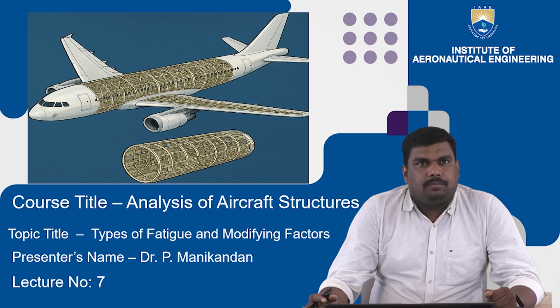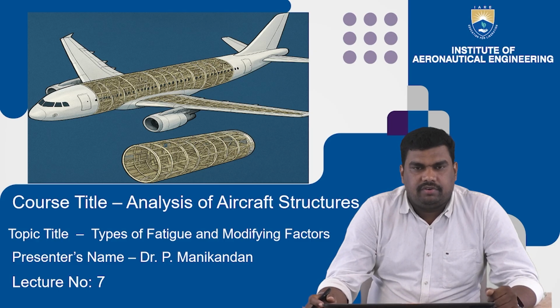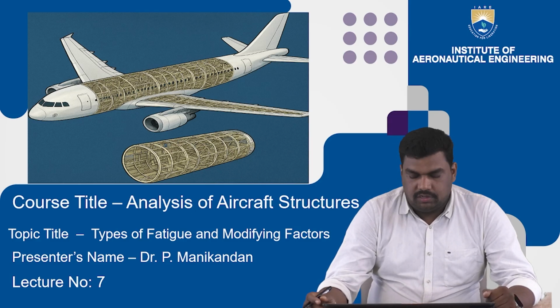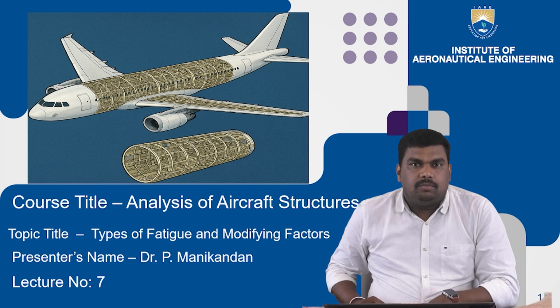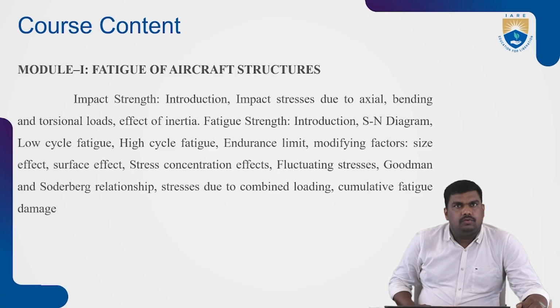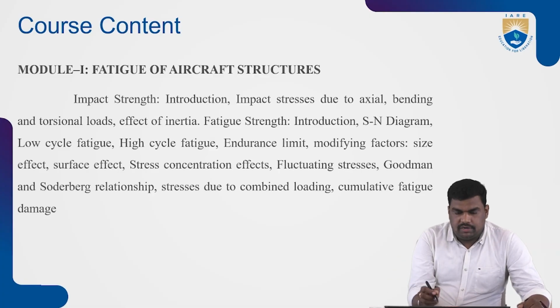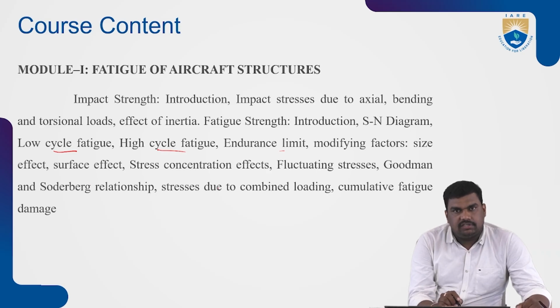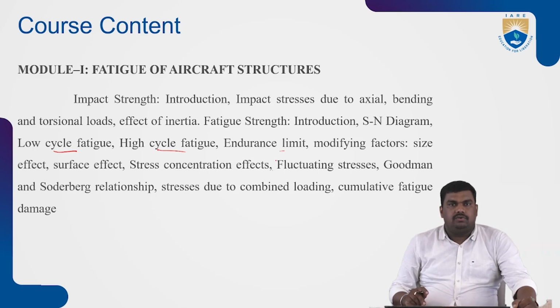So today we are going to see the topic types of fatigue and its modifying factors. What are all the factors affecting the fatigue strength, say its endurance limit? Already in the last class we have studied what is fatigue, what is the S-N diagram, and how we draw the S-N diagram. Today we are going to see what is low cycle fatigue, what is high cycle fatigue, and the modifying factors of the endurance limit: size effect, surface effect, stress concentration effects, fluctuating stresses, and Goodman and Soderberg relationships. Up to the stress concentration effects we are going to see today.